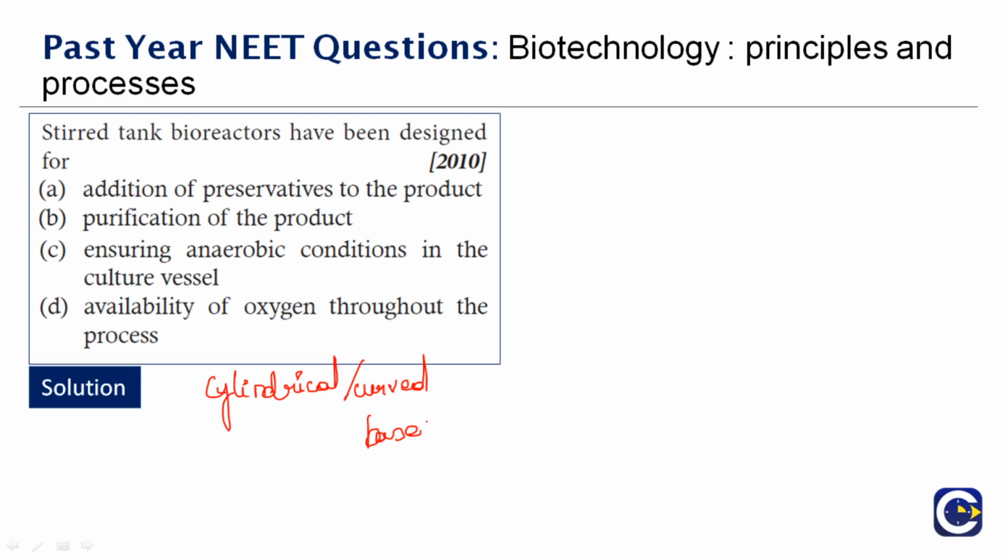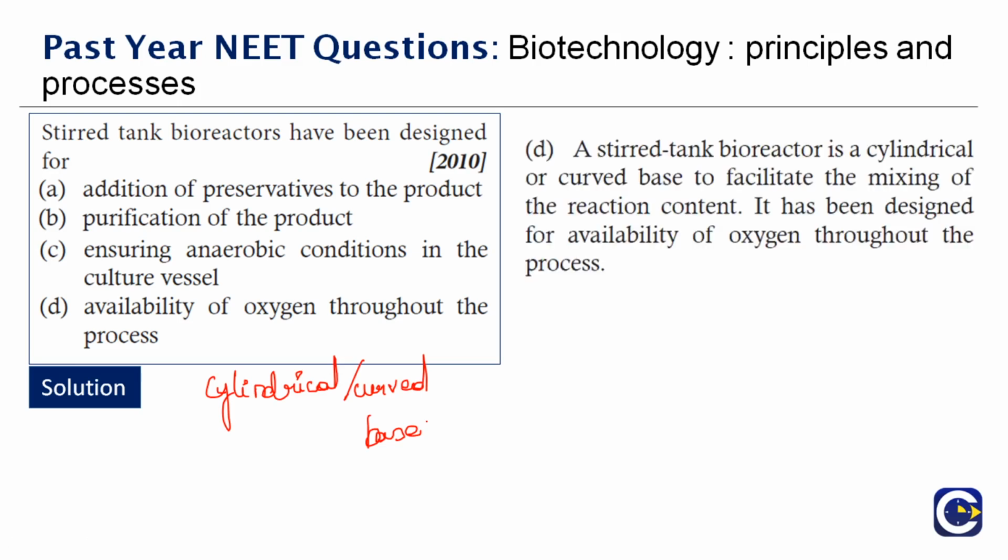So why do you have a stirred tank bioreactor? Once you keep stirring, there's a lot of air circulation. So the oxygen requirement is met throughout the medium. It's found uniformly or equally. So stirred tank bioreactors have been designed for the availability of oxygen throughout the process. That is why it will keep stirring throughout the process. The correct answer is option D.